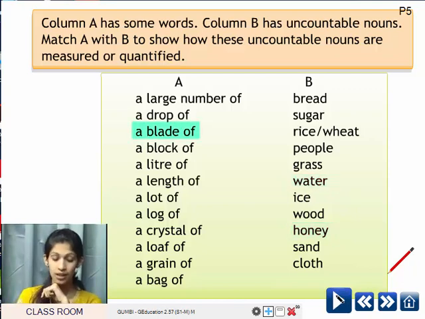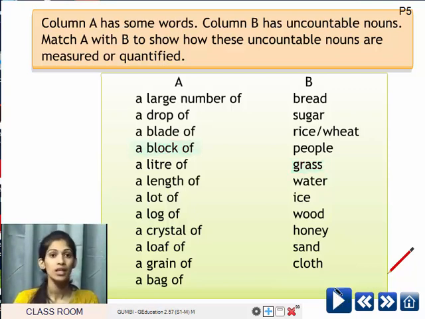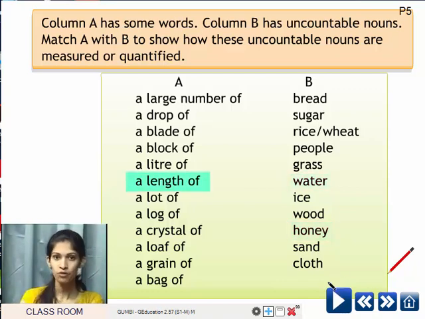Next is a blade of, yes, grass, a blade of grass. Next is a block of, yes, ice, a block of ice. Next, a liter of, yes, a liter of water or a liter of honey. Next is a length of. So what is the answer? Yes, cloth, a length of cloth.